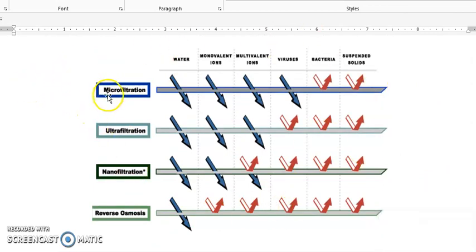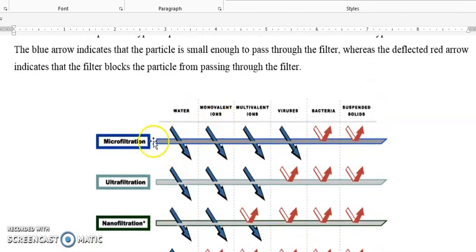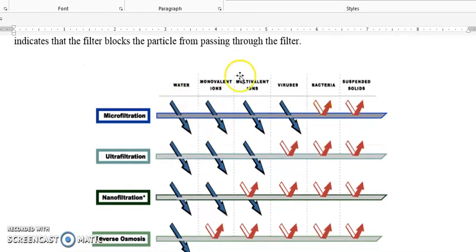So these are the filter membranes: micro, ultra, nano and reverse osmosis. The blue arrow shown here indicates the particle is small enough, smaller than the pore size, so it passes through the membrane. The arrow is showing penetrating the membrane, and the deflected red arrow shows that the filter blocks the particle from passing through the membrane because its size is bigger than the pore size. So very simple to understand, and everything blocked and everything passing is written here.